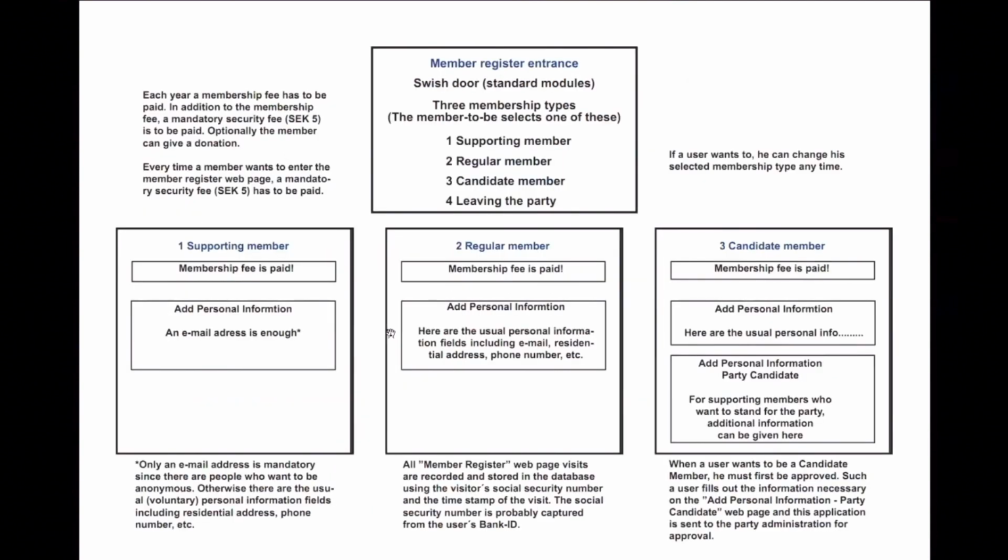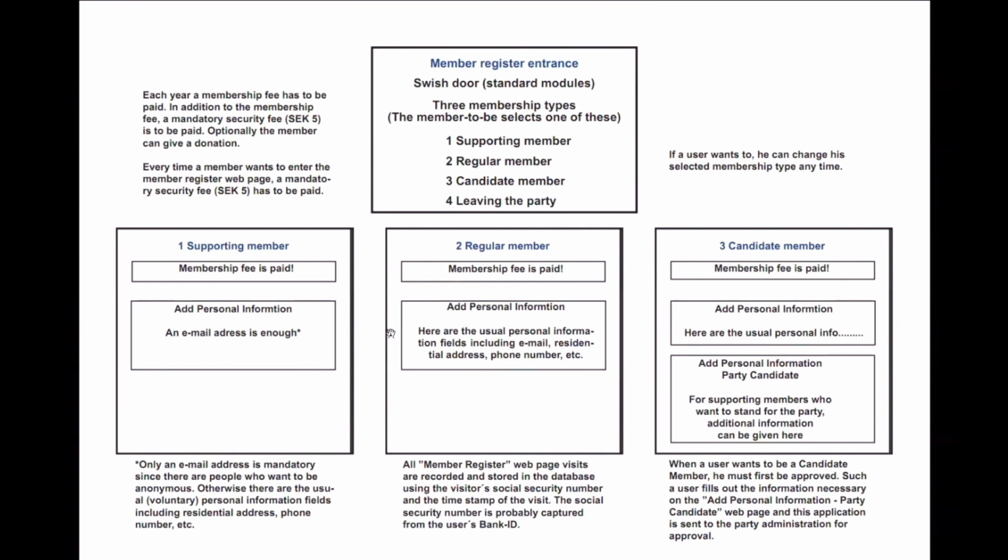Here we have picture number 2, that is, the membership register. This picture shows the member register, which is administered by the party members themselves. Every time a member wants to enter the member register webpage, a mandatory security fee of 6 Swedish crowns has to be paid. If you want to become a member during your first visit, you pay a membership fee to the party's non-profit organization, which has the same name as the political party. The party is a member-financed popular movement.